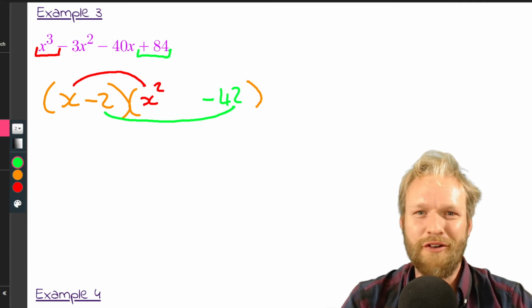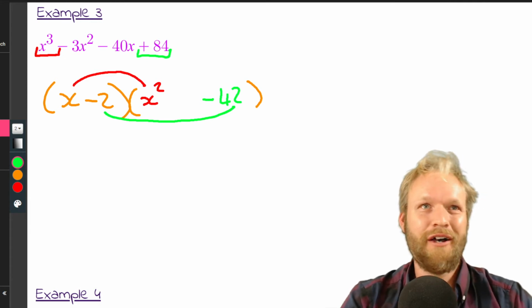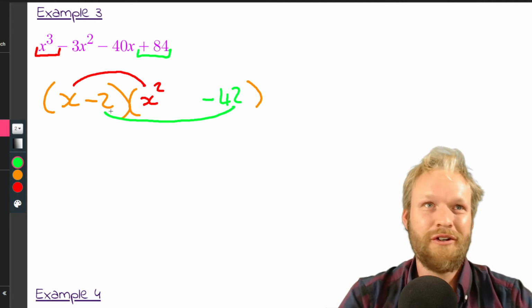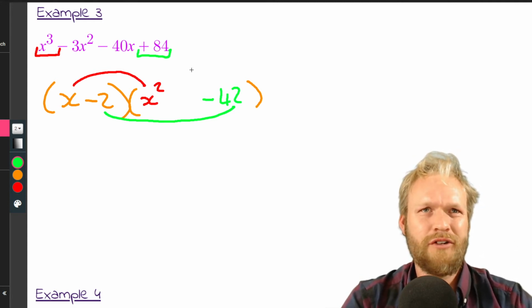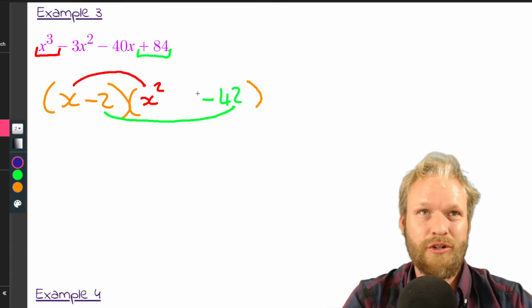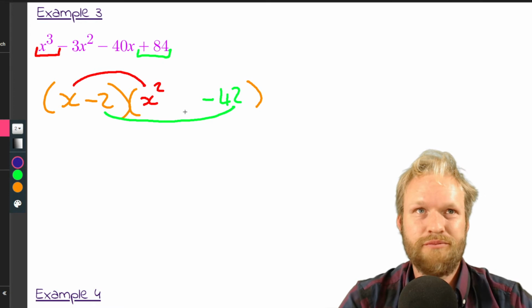I've only got 1 over here, so I don't want to go 84 divided by 2, then I'm going to lose all of that function. So there we go. 2 times 42, yeah, seems right. So now we just need to work out this middle term in the second bracket.